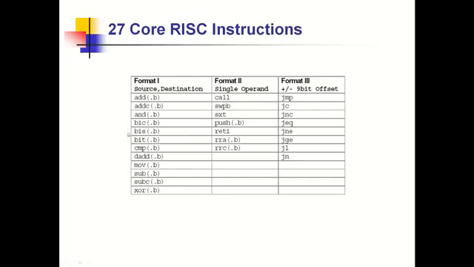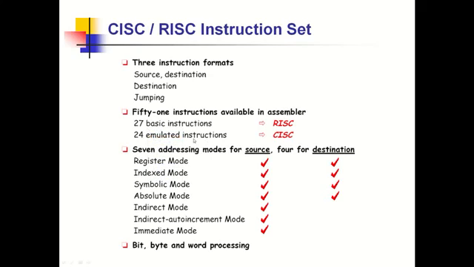Similarly, you can see the BIC instruction, that is bit clear, and BIS, that is bit set. Instead of using BIC and BIS, you can use the emulated instructions. Emulated instructions are like clear the carry, set the carry. Those instructions are converted into BIC and BIS instructions. So that is the meaning of emulated instructions. Emulated instructions are user-friendly instructions which the user can write, but the assembler in turn will convert them into the equivalent form in the microcontroller's instruction set.